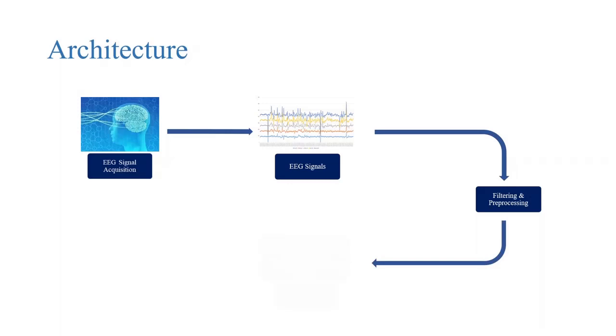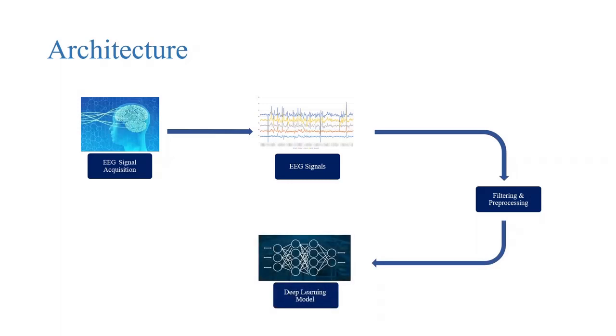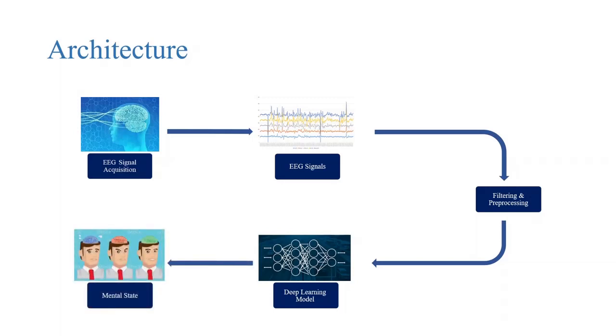After filtering and pre-processing, coming to the deep learning model, here we are going to build a neural network which takes the raw EEG signals as input and predicts the mental state. That is, in our project we have considered only two, that is relaxed and stressed.